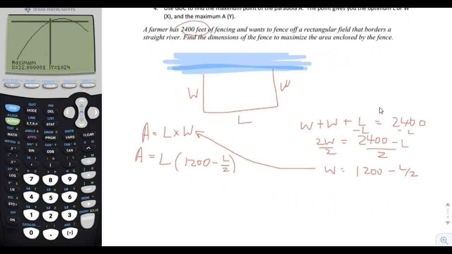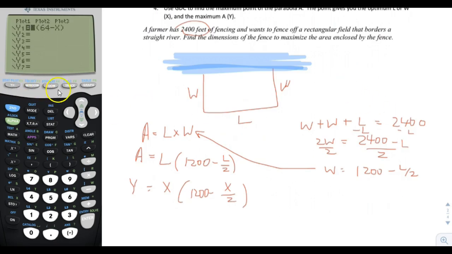Now how do we optimize that? How do we find when the area is maximum? Now that we have one input and one output, we can change all the A's to Y's, and all the L's to X's. Okay? So it's going to look kind of like this. Let's type that in the calculator. Y equals, and we clear this out and put X times (1,200 minus, and let's put this in parentheses so that we don't screw it up. Like that. Okay, let's graph it.